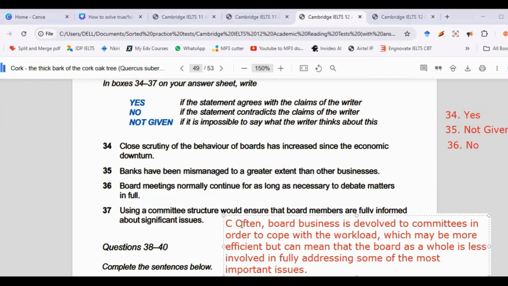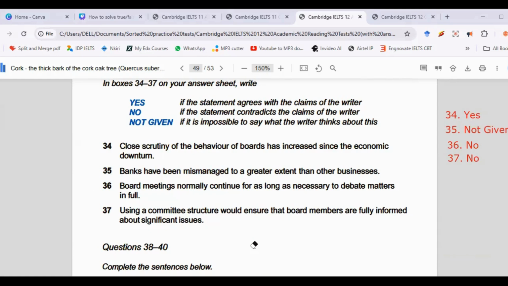Thank you very much. It's contradicting it. They will not be fully involved in significant issues. This thing says that what? They are less involved. Less involved is the opposite of fully involved. So my answer to number 37 is going to be no. So there you have it. We solved questions 34 to 37.